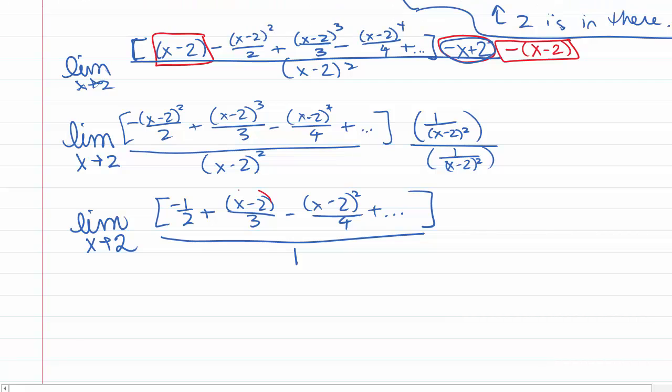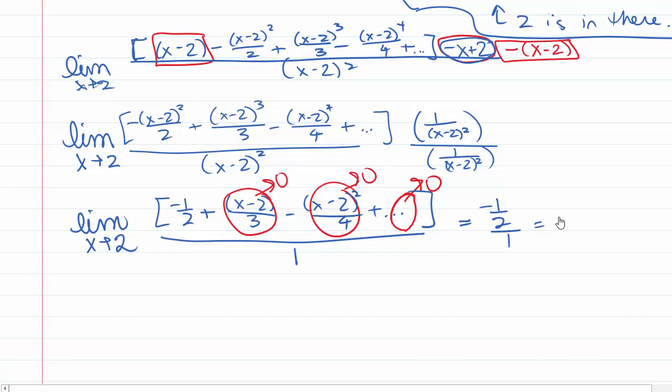So what's going to happen? This term is going to go to 0 as x goes to 2. This term is going to go to 0 as x goes to 2. And all these other terms have powers of (x minus 2) in them, so they're also going to go to 0. So the only thing that's going to be left is the negative 1/2 over 1, which is negative 1/2. Again, you could check this answer with L'Hopital's rule. It will also work on this problem.